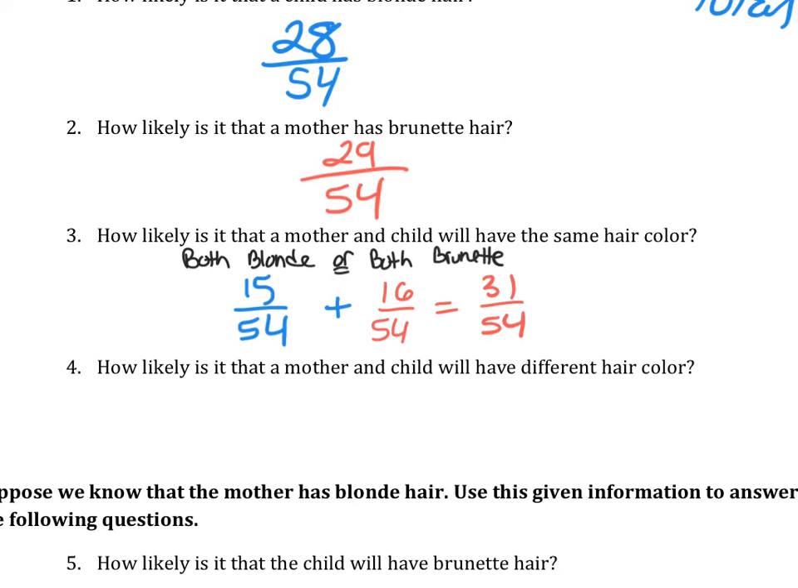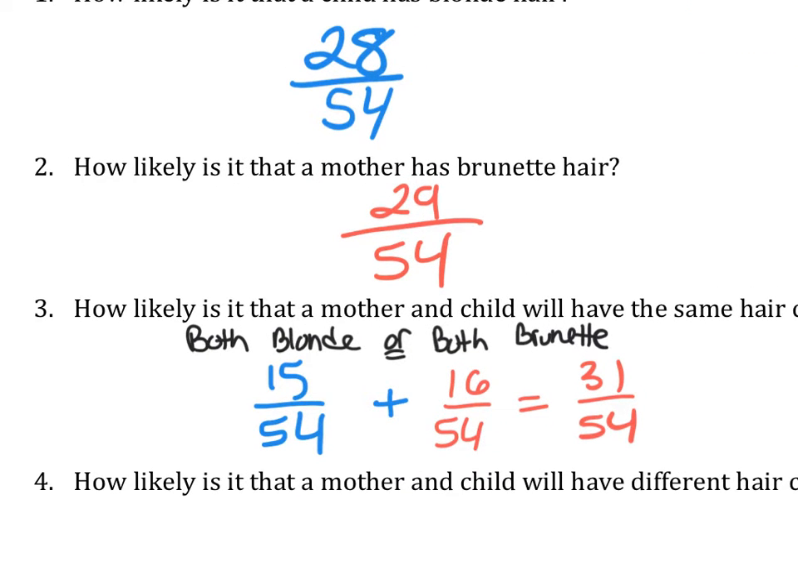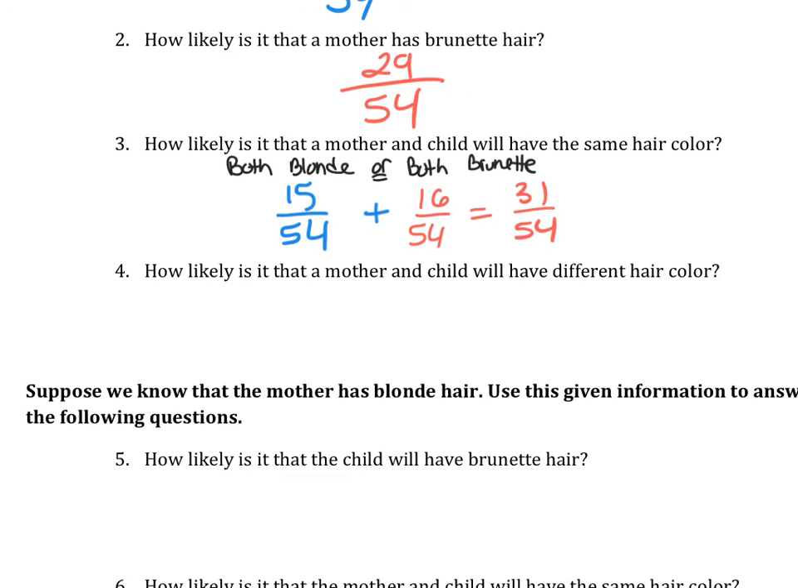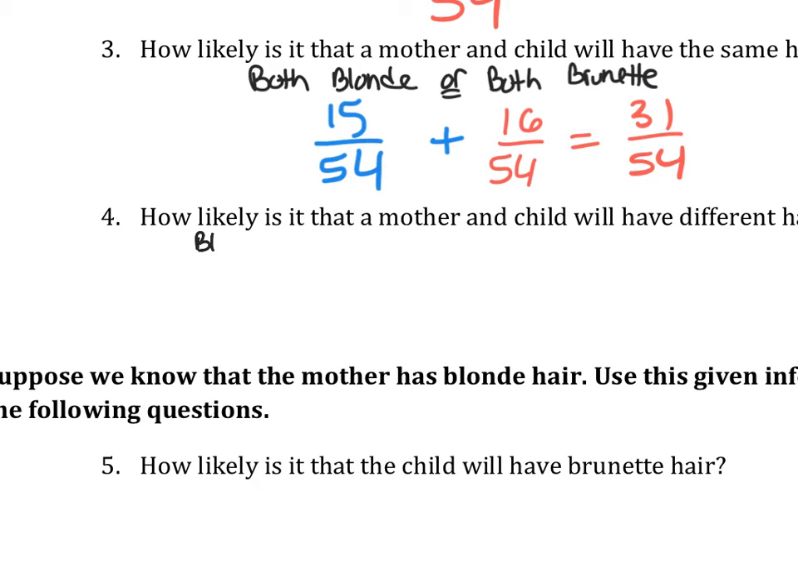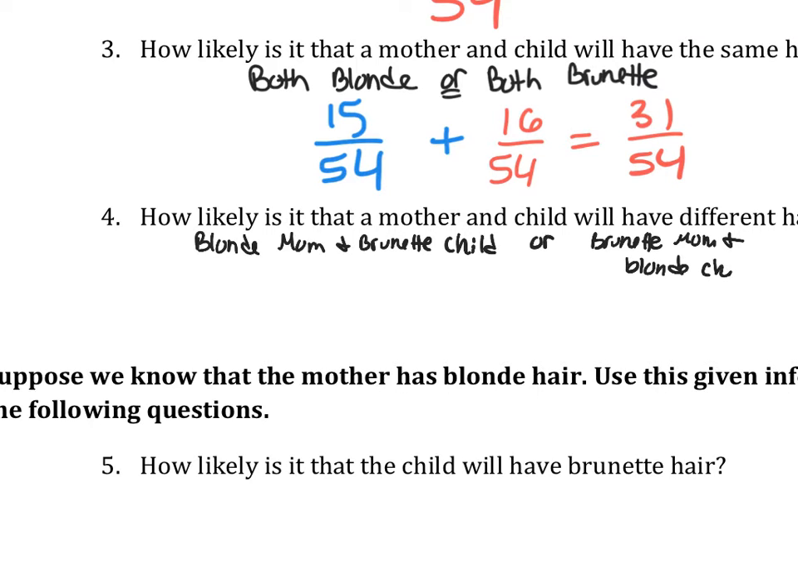Okay. So again, just because there was the word and here, where it said mother and child, that doesn't mean multiplication. You've got to look at what we're actually asking, and it's about them having the same hair color. Okay, number 4, how likely is it that a mother and child will have a different hair color? So this would be either having a blonde mom, and spelled mom with an E, blonde mom and brunette child, or brunette mom and blonde child. Right, those would be them having different hair colors.